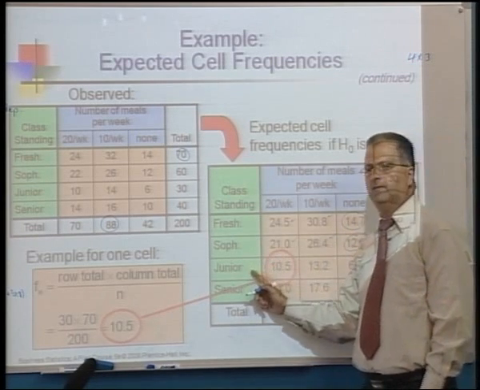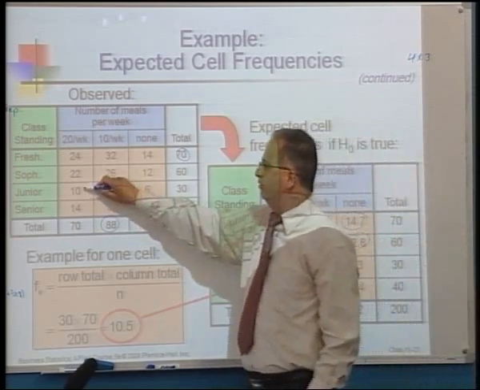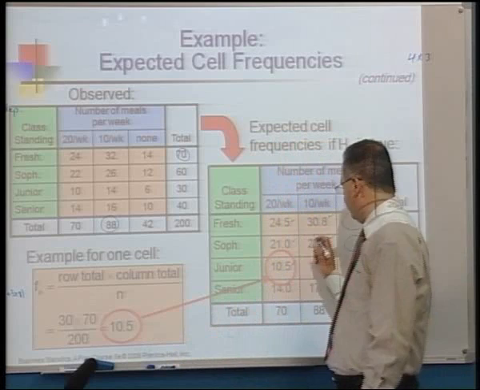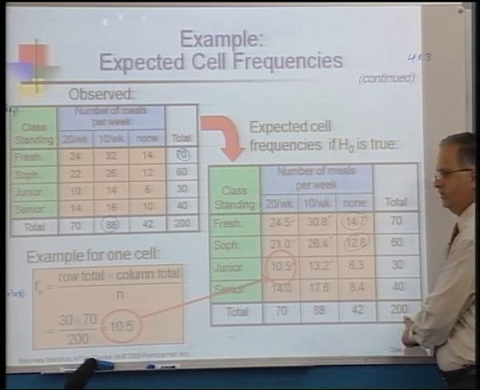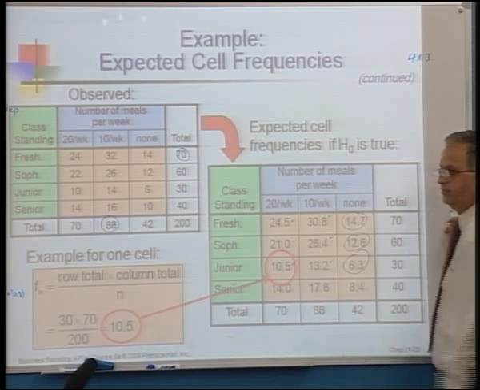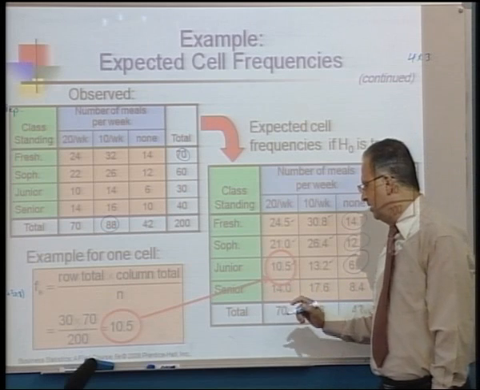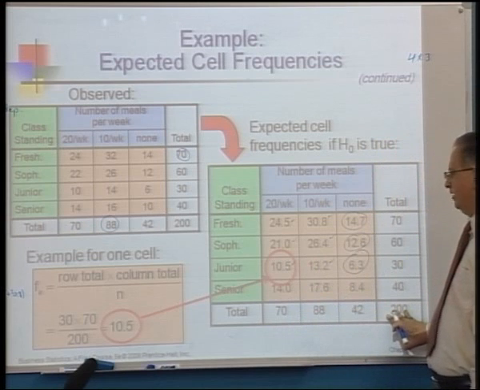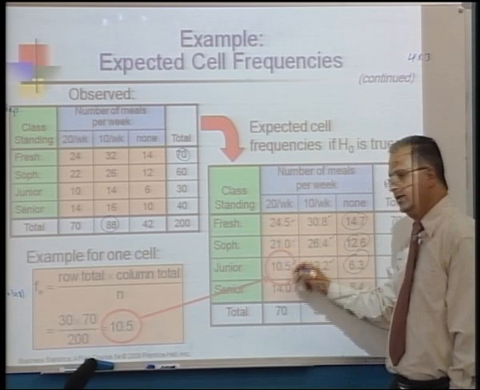Similarly, for the third cell, the third row, for this value, for 10, 30 times 70 divided by 200 will give this result. And the other one is just 30 multiplied by 88 divided by 200. The other one is just the complement, 30 minus the sum of these two. Now for the last column, either 70 multiplied by 70 divided by 200, or 70 minus the sum of these.